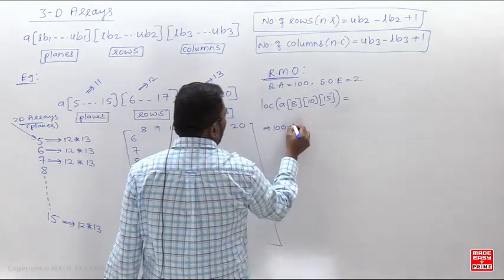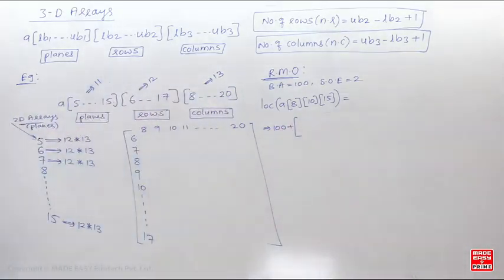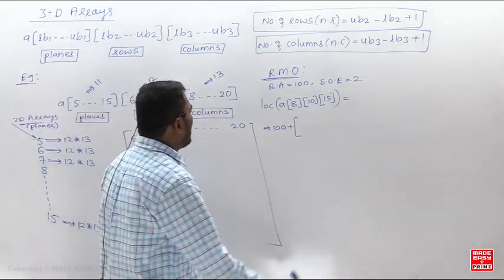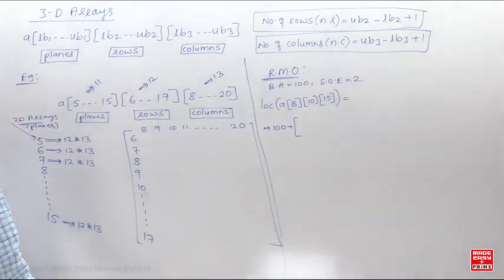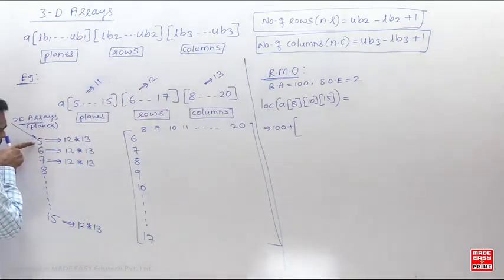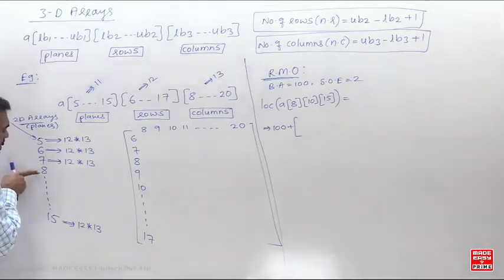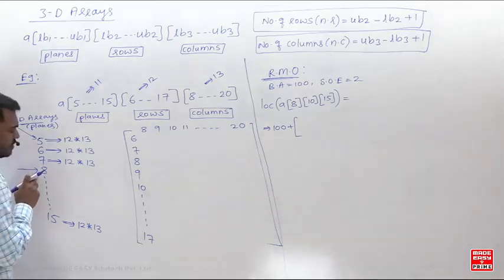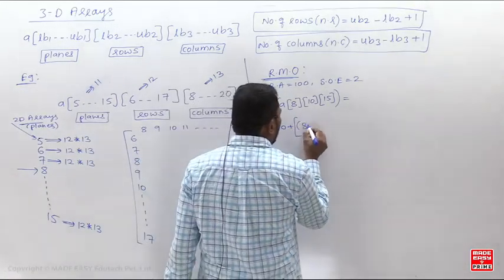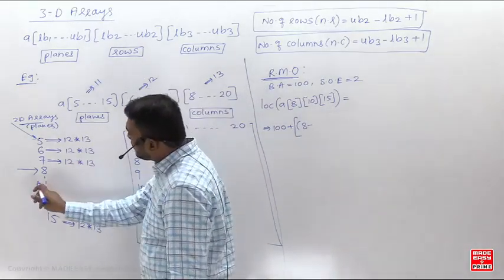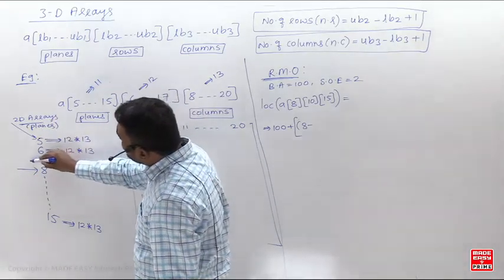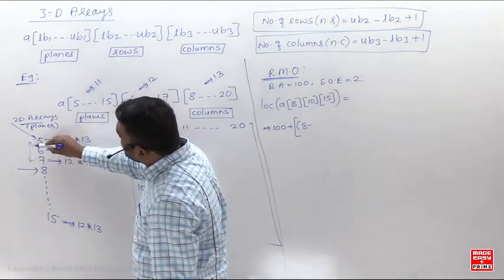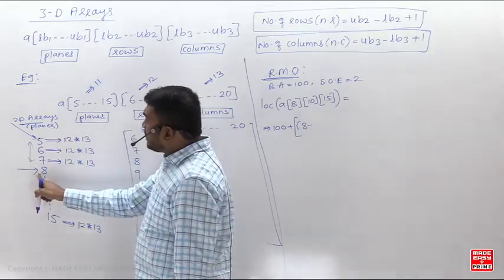Base address is 100 plus. Now tell me carefully. I want to go to the 8th 2D array. First listen well, then we will copy. The 8th 2D array, the 8th plane. Look: this is the 5th 2D array, 6th, 7th, 8th 2D array. Going to the 8th 2D array means how many 2D arrays do you have to cross completely? 5th, 6th, 7th, 8th. The 8th 2D array means this many 2D arrays you have to cross.